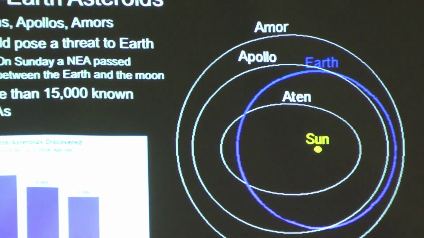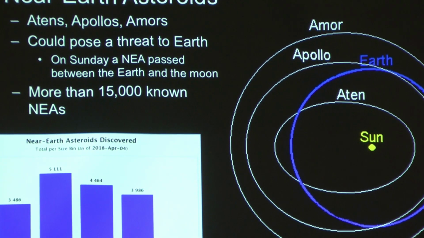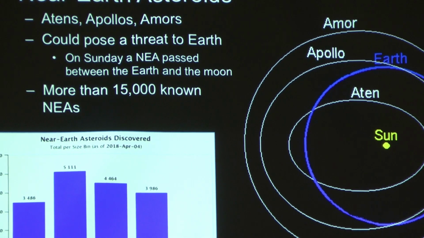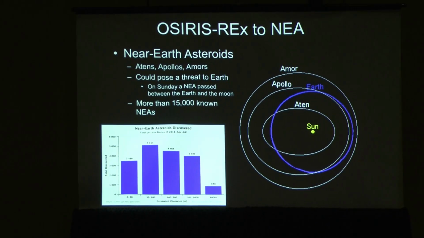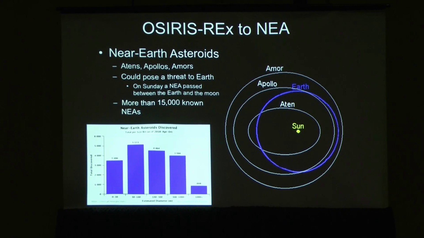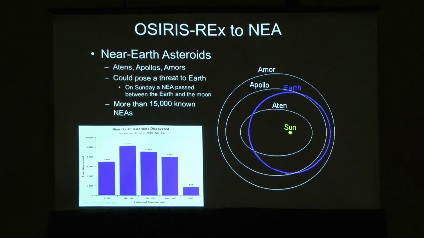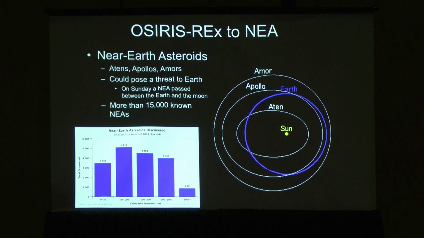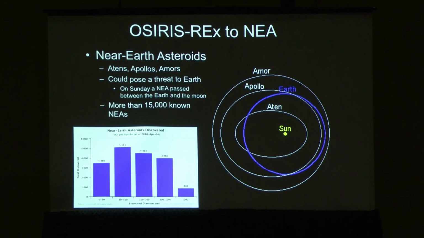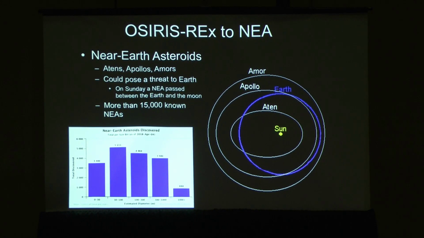First, there's the OSIRIS-REx mission, and it's going to a near-Earth asteroid. There's many different types of near-Earth asteroids. Some orbit just between the sun and the Earth. Others cross the orbit of the Earth. And others just come near the orbit of the Earth, but are outside of Earth's 1 AU, which is the distance between the sun and the Earth. So there's many different kinds, and we know that there's more than 15,000 near-Earth objects.